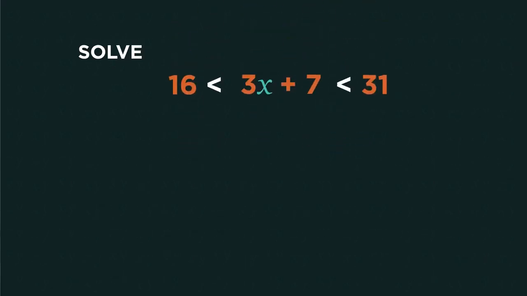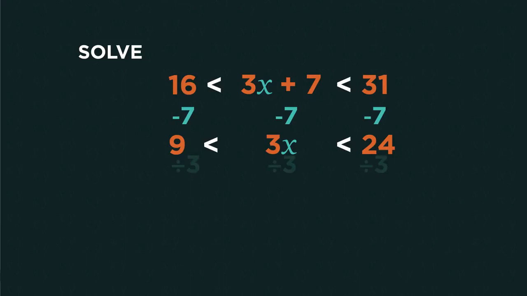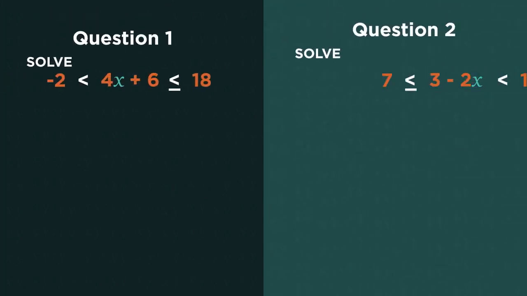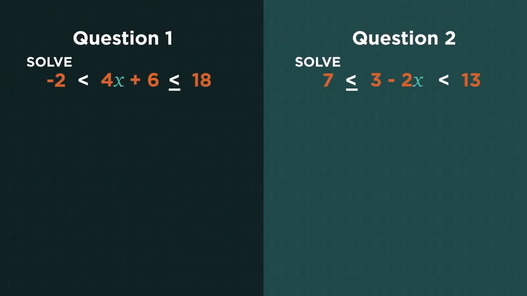Or, on this one, we need to subtract 7 from every part, and then divide every part by 3. Here are two for you to do. Just be careful with the second one though, because you're going to have a negative x, which means you're going to have to flip the direction of the inequalities. Pause the video, solve the questions, and click play when you're ready.